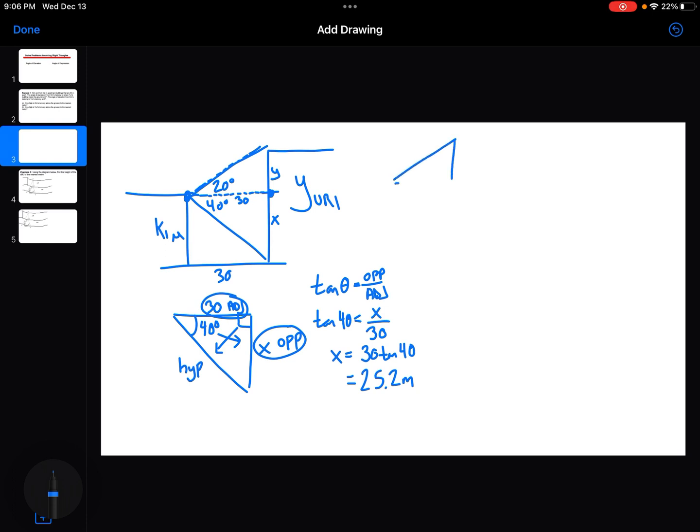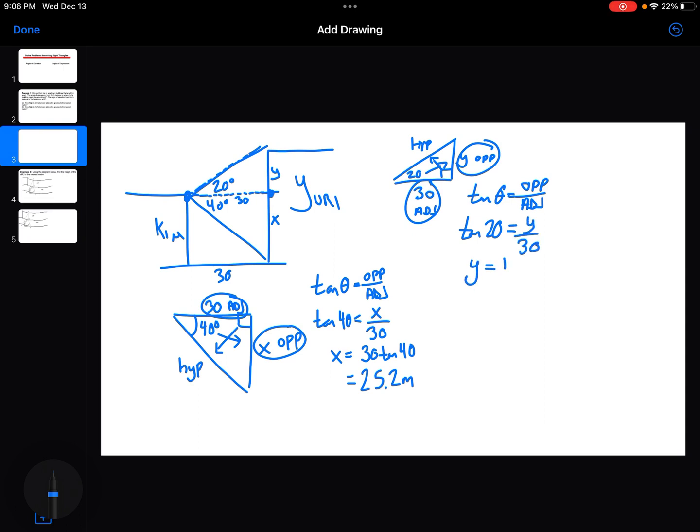Now we're going to do the same thing with the top triangle. So we've got this triangle, which was 30, 20, and y. So if I go through that, I'm going to have my hypotenuse over here. So that's hypotenuse. We've got our opposite is our y, and our adjacent is 30. So again, we're using opposite and adjacent. So that's tan. So tan theta is opposite over adjacent.